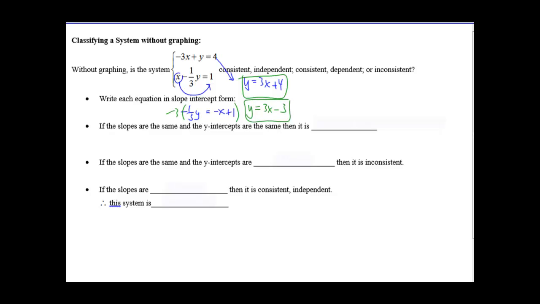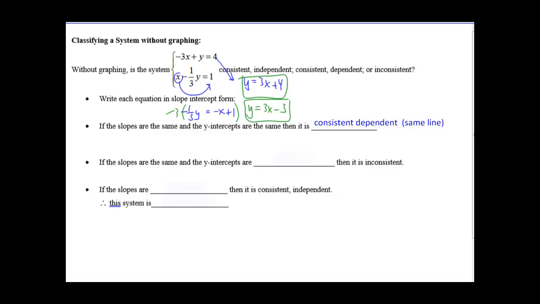Okay, they have the same slopes, and they have different y-intercepts. So they're not going to cross at the same points. They have the same slopes, so are they going to intersect? No. So do they have a solution? No. So moving down to the next bullet, if two slopes are the same and the y-intercepts are the same, then we know it's the same line. Well, if it's the same line, it is consistent and dependent.